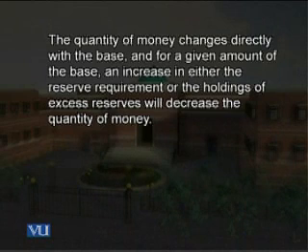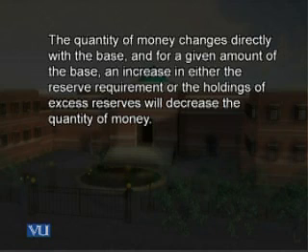Then looking at the money multiplier itself, the next is our required reserve ratio, RD. Now RD is a legal requirement which the policy makers put forward for compliance of the commercial banks. So again it is regulated by the policy makers. Now the quantity of money changes directly with the base, and for given amount of the base, an increase in either the reserve requirement or the holdings of excess reserve will decrease the quantity of money.